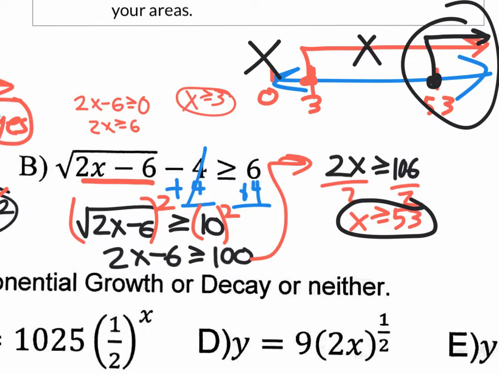You could have done it the other way by testing actual values. Like you could have plugged in 0 right into there. 0, 2 times 0 is 0, minus 6, that's negative. It's imaginary, so you can't do that. So it definitely doesn't work.